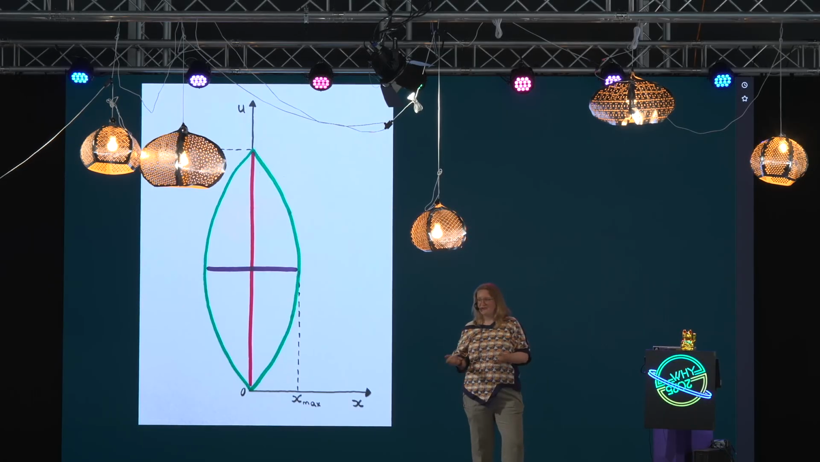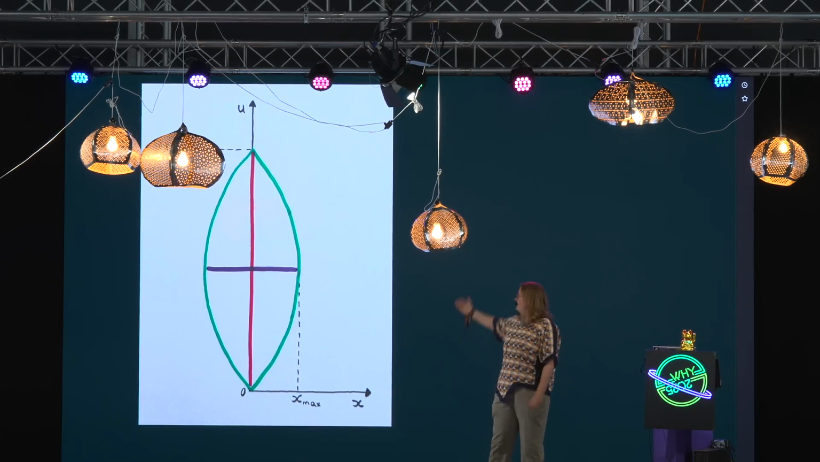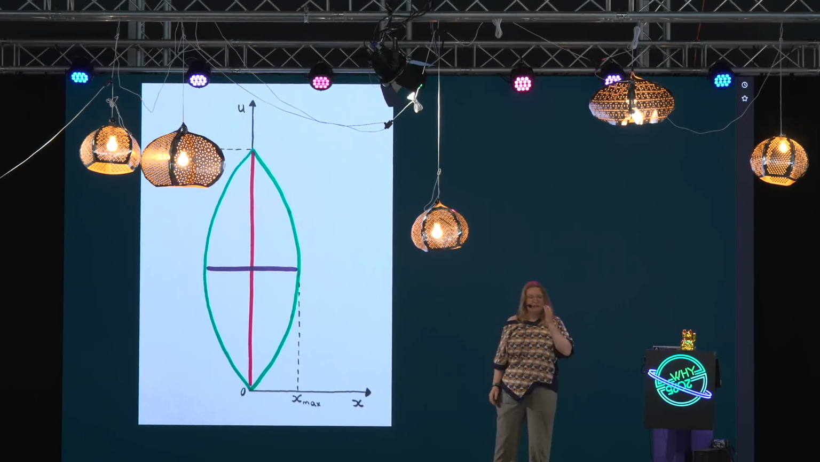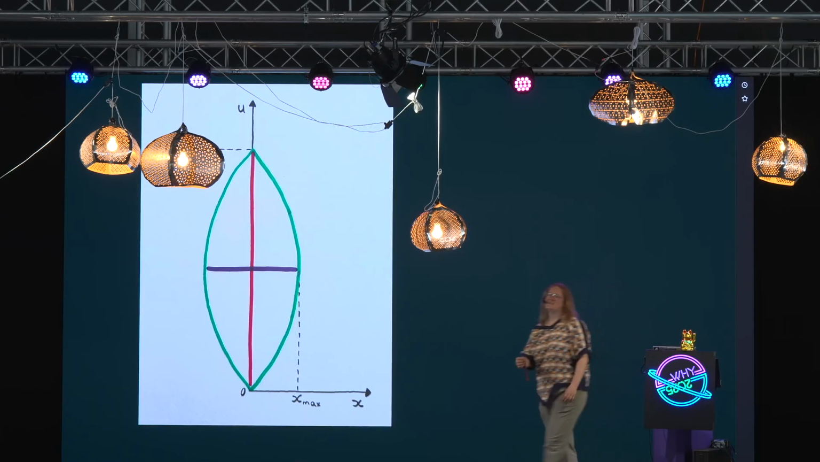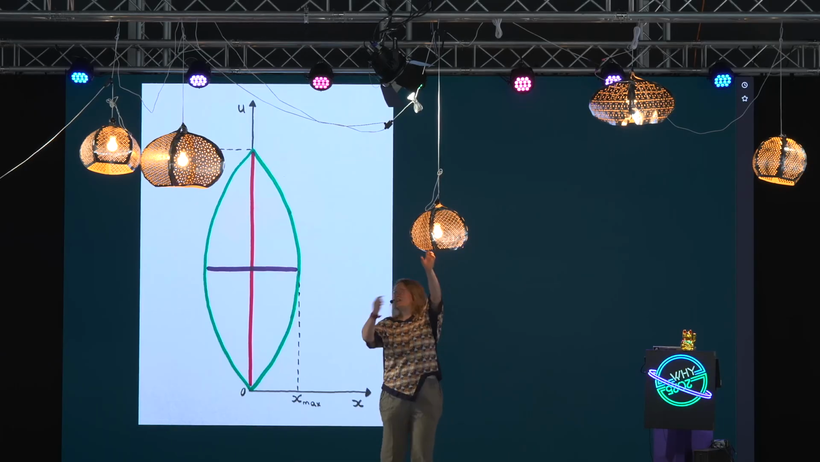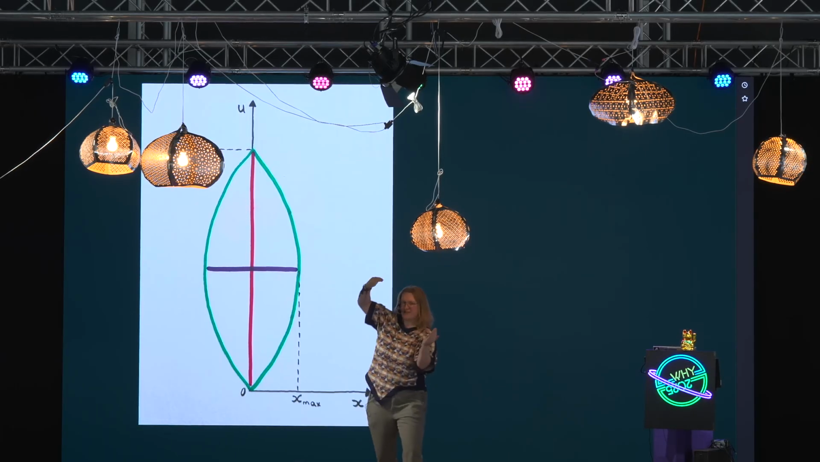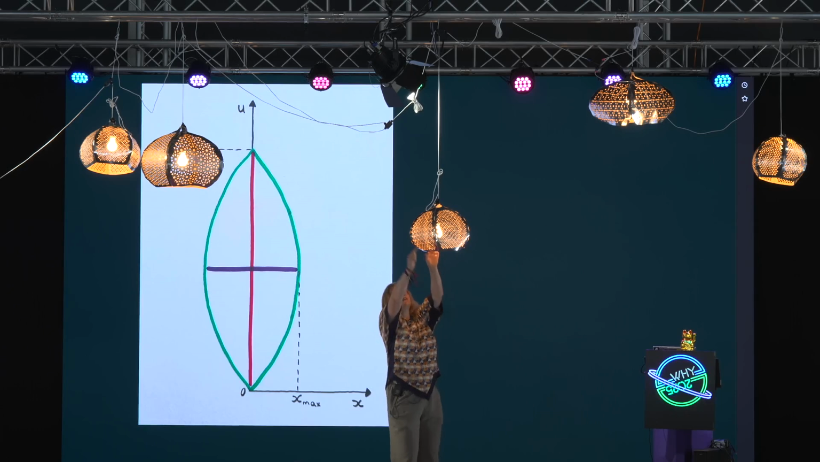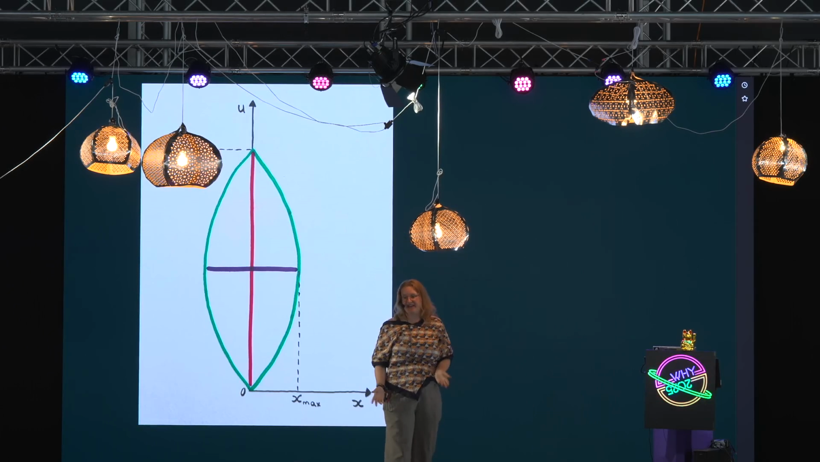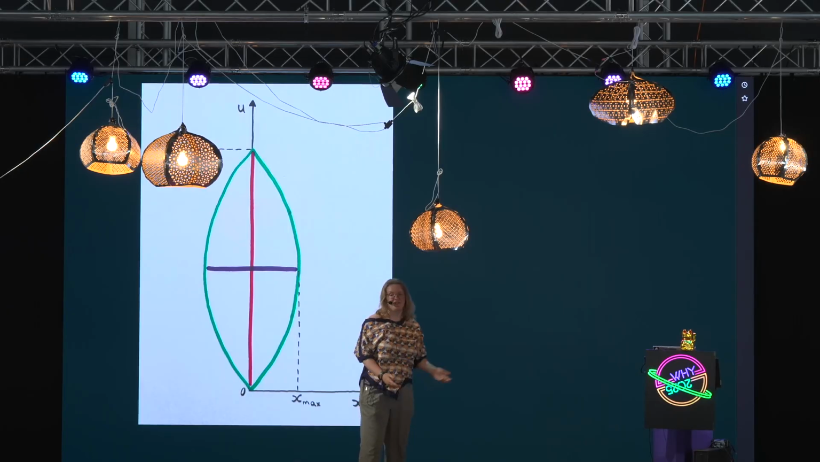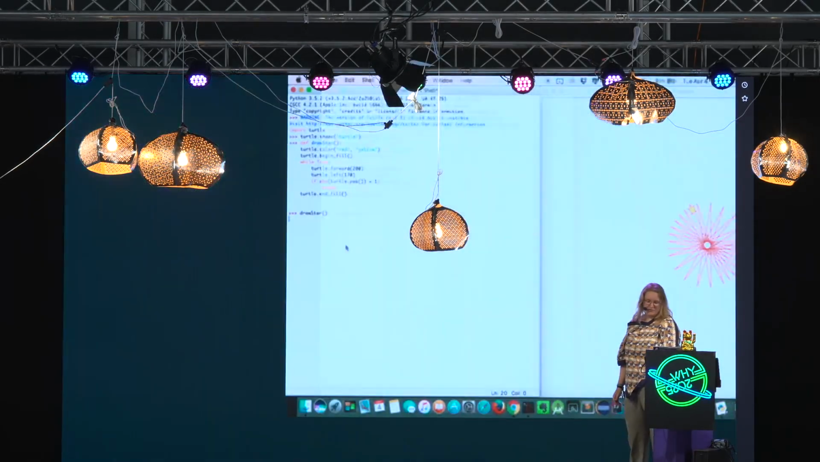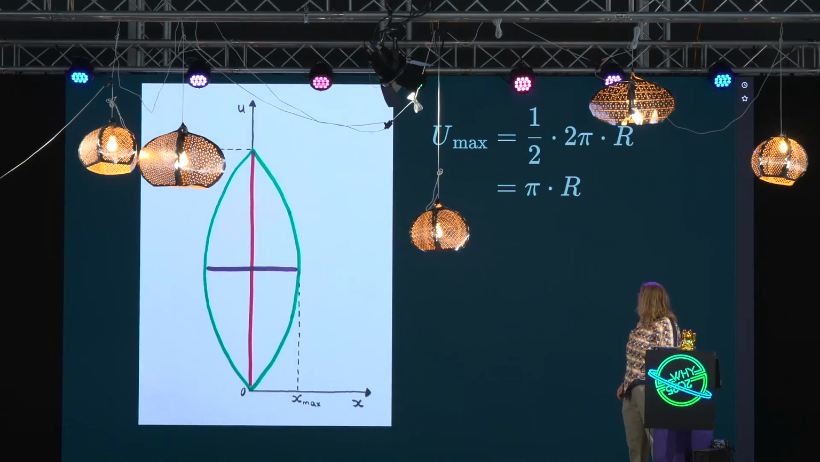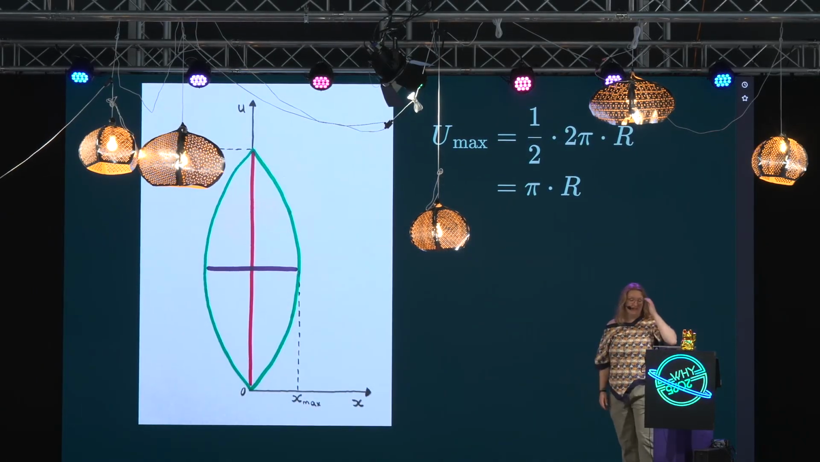Does anyone want to have a go at what the equation would be for u max? It's fine. So if you think about rolling this up on the sphere, it's from here to the point right, so it's exactly half a circumference of the sphere. So it's just pi times the radius of the sphere.